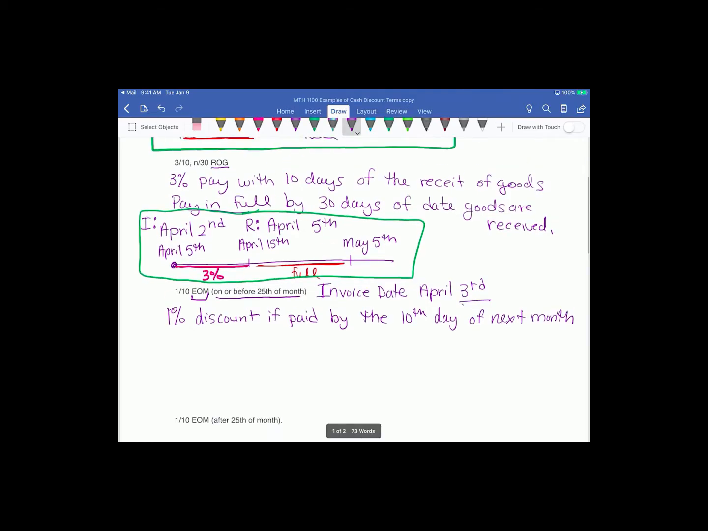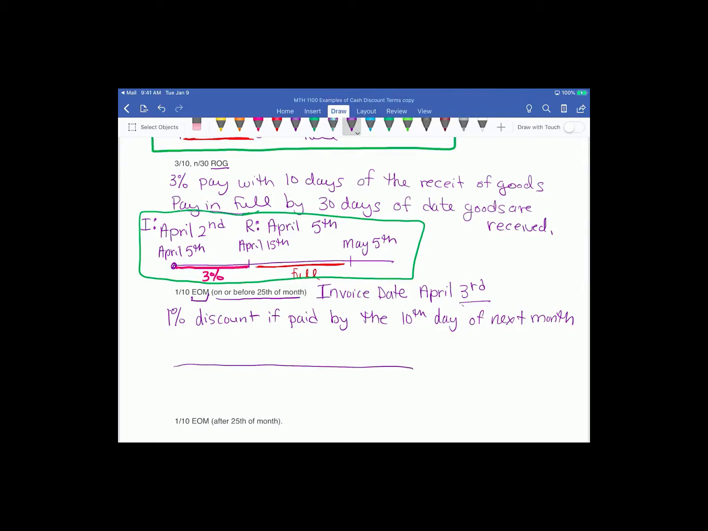So if we look at this in terms of a timeline, using the example that the invoice date says April 3rd, we would start the discount period on April 3rd. We would get an extra 1% discount if it's paid before the 10th day of the next month. The 10th day of the next month would be May 10th. Now this is for any month, as long as the date of the invoice is on or before the 25th.